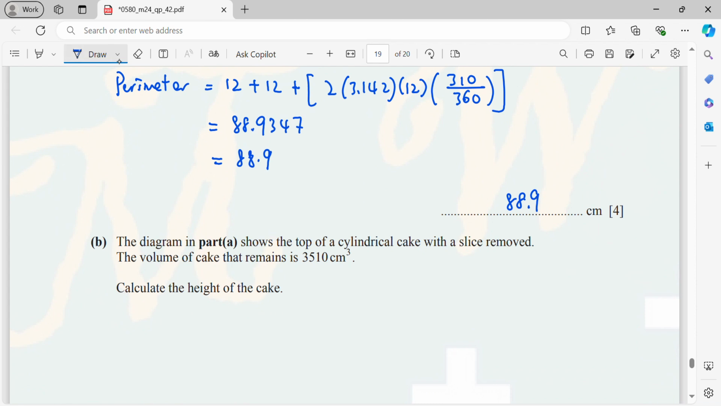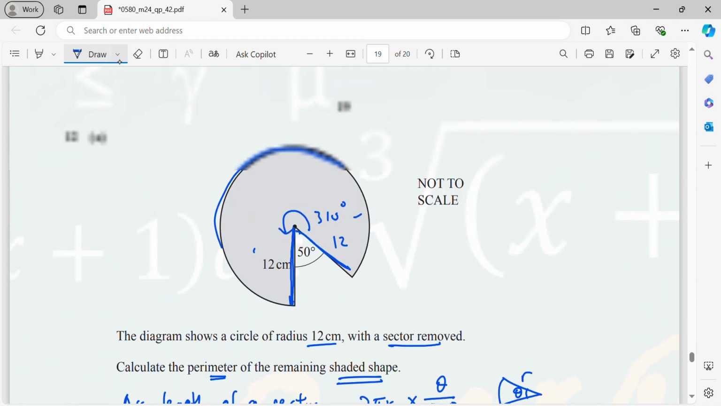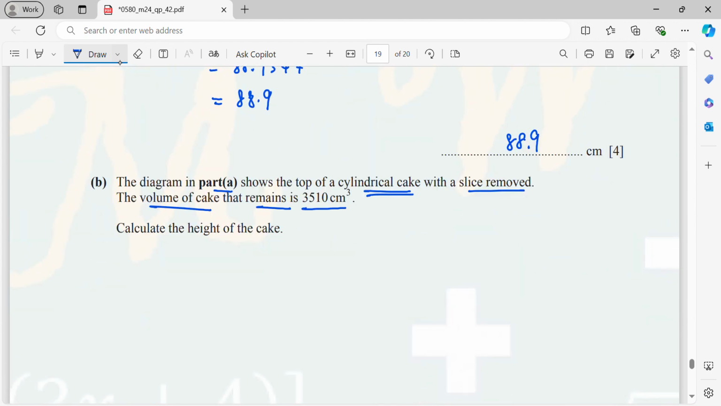Now B, the diagram in part A shows the top of a cylindrical cake with a slice removed. The volume of the cake that remains is 3,510 centimeter cube. Calculate the height of the cake. Okay, so this is the top surface, top face. So then we know that volume is basically base area times height, right? So now area of a sector, so I will consider that as a sector. Formula is pi r squared times theta over 360.